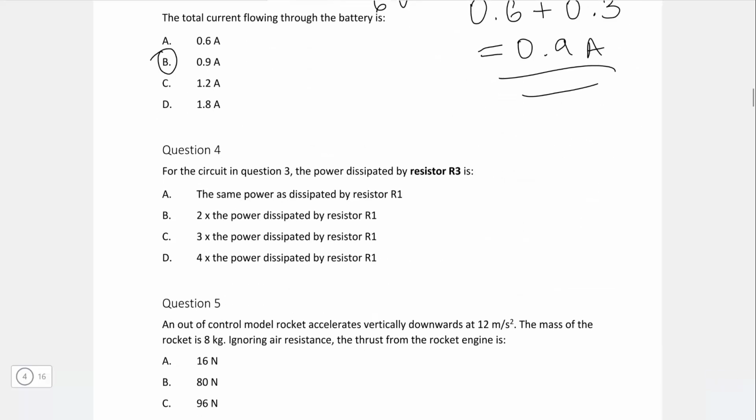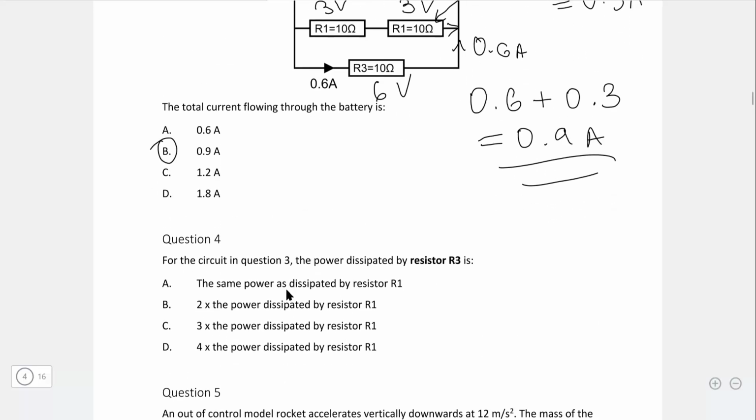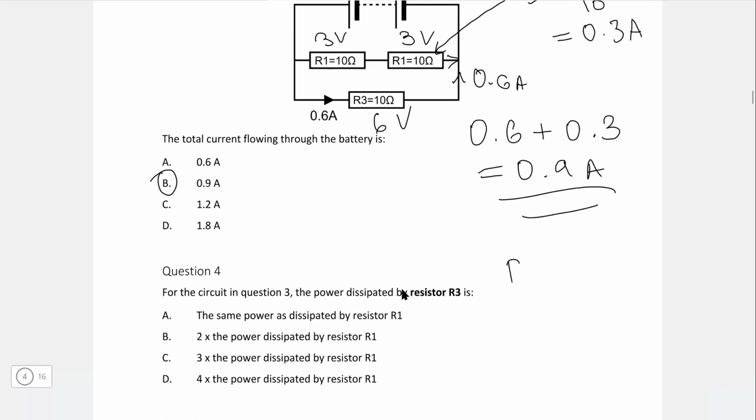Okay, next one. For the circuit in question 3, the power dissipated by resistor R3 is... So let's have a look at the resistor R3. Okay, the same power as dissipated by resistance R1. Well, power is essentially equal to IV. So here the resistor R3 has 0.6 amps, and we also have 6 volts, so the total power would be 0.6 multiplied by 6, so let's call it P3 will be equal to 3.6 watts.